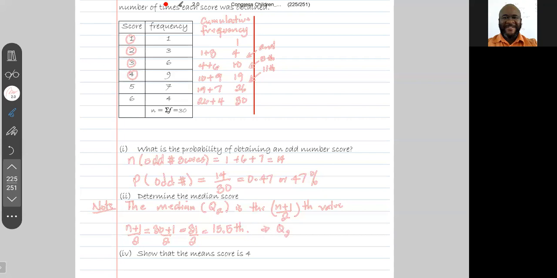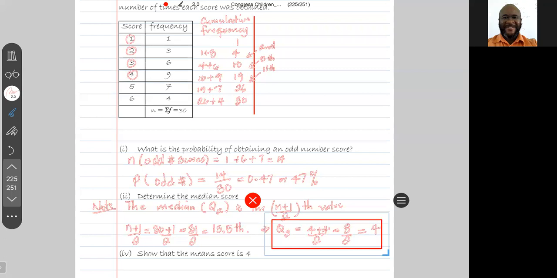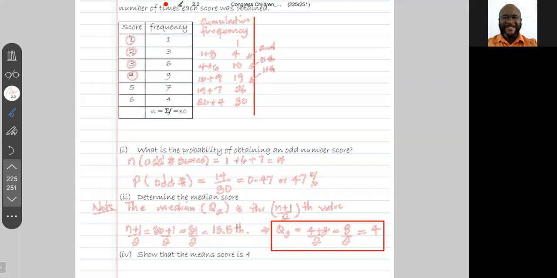Q2, the median, is equal to (4 plus 4) over 2, which is 8 over 2. The median is equal to 4. The median, guys, is equal to 4. Please remember how to determine the median when you're dealing with ungrouped data. This is how you determine the median when you're dealing with ungrouped data.